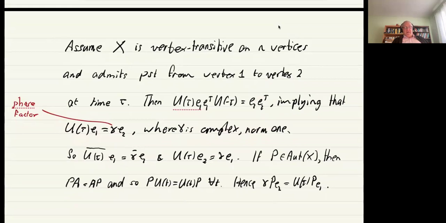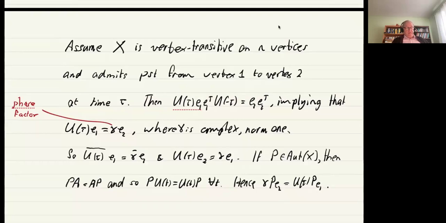So I'm going to assume that X is vertex transitive on n vertices, and that it admits perfect state transfer from vertex 1 to vertex 2 at time tau. Okay, so writing this out gives me this equation. Now the left-hand side is an outer product of U(tau) applied to e1, and this is the outer product of e2. So it follows from this that U(tau) applied to e1 is a complex scalar times e2.